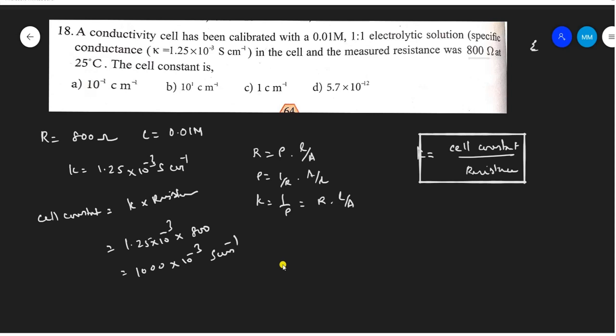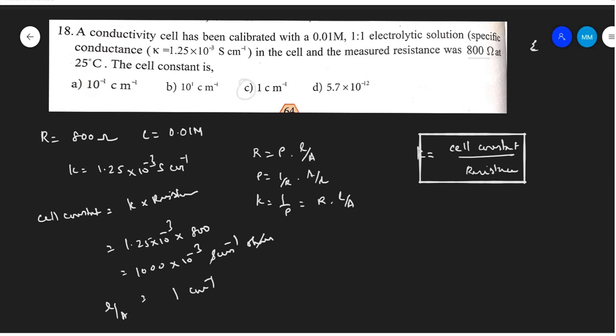The unit of resistance is ohm. Siemens is the inverse of the ohm, so it is ohm inverse, and the ohm cancels. So it will be 1000 into 10 power minus 3, which is equal to 1 centimeter inverse. So the cell constant L by A is equal to 1 centimeter inverse.